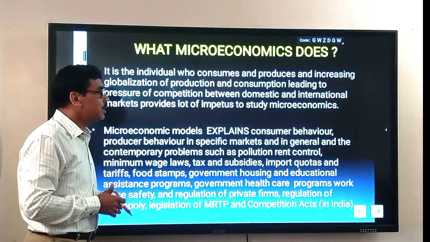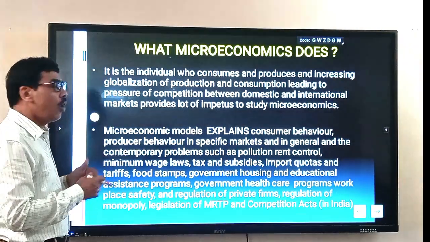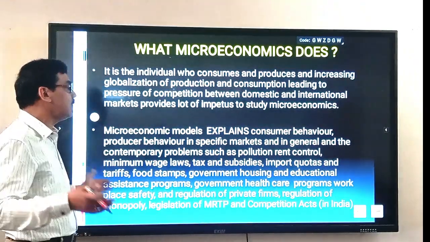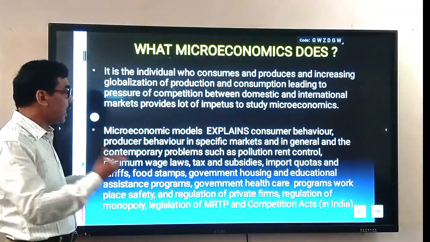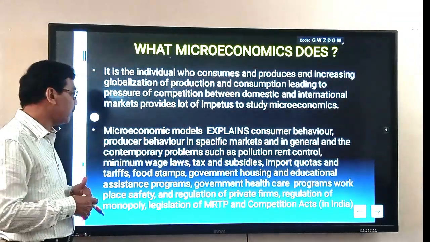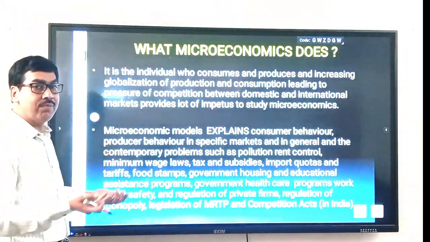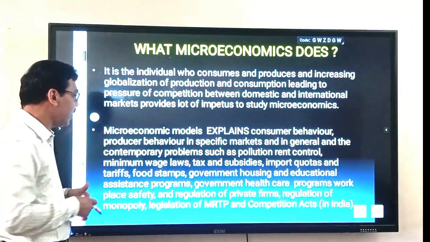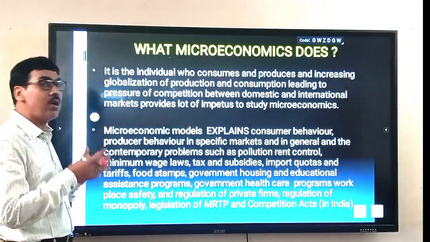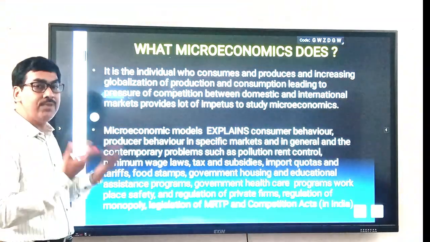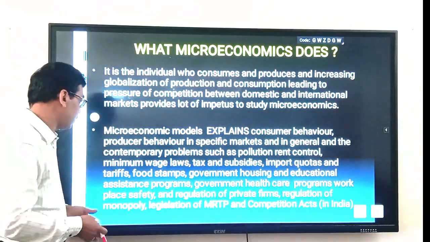So that means it is not only studying consumer behavior, we are also applying it to a large extent in wider areas, like tax and subsidies: how much tax will be used, what the basis of taxation is, where tax will be optimal, how subsidies will increase the welfare, how they will reduce the welfare. Everything that we also study. Similarly, government educational programs and housing programs are all welfare programs which are based on microeconomic foundations.